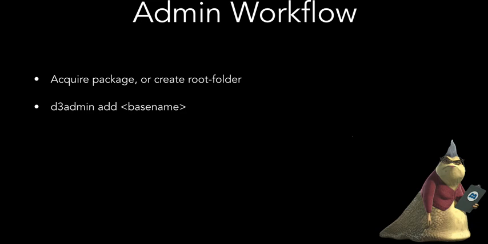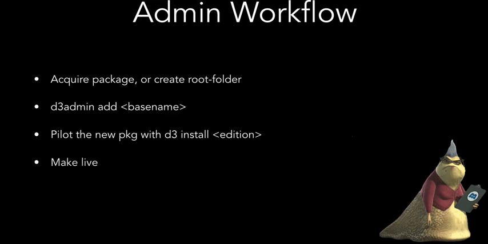Then you say d3admin add whatever the base name of the thing is, FileMaker, Transmogrifier, or whatever. We actually do have a tool called Transmogrifier, by the way. Then you can pilot it with d3 install whatever the specific edition is of this thing on some machines. Make sure the install works, make sure the software works. Then when you're ready, you just say d3admin live and then the edition, and it'll automatically start going out. And then potentially you can add it to self-service.